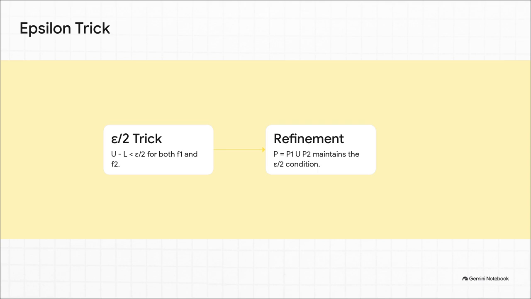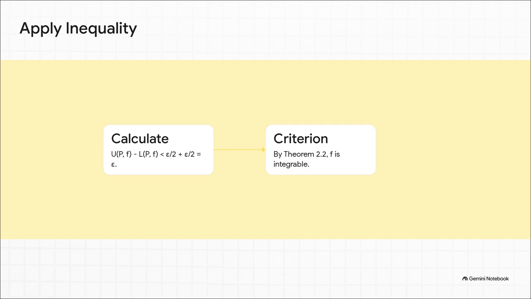But check this out. We intentionally split epsilon right down the middle, making it epsilon by 2, so that later when we add them, they perfectly snap together into one whole epsilon. Then in step 5, we just take a common refinement of these partitions P1 and P2, which we call P. So the real light bulb moment happens right here in step 6.